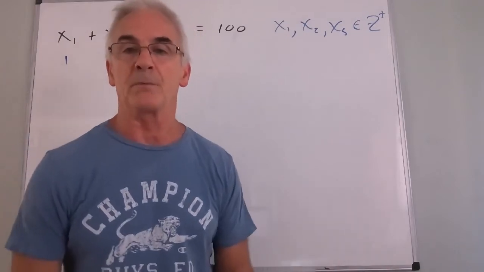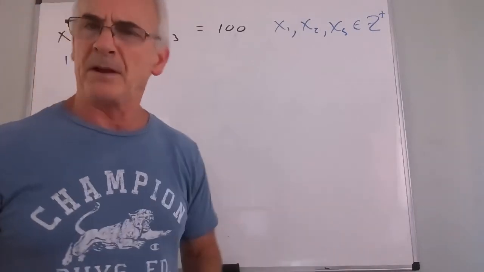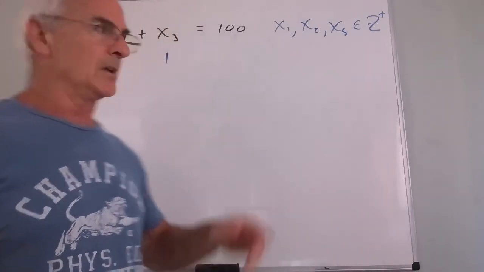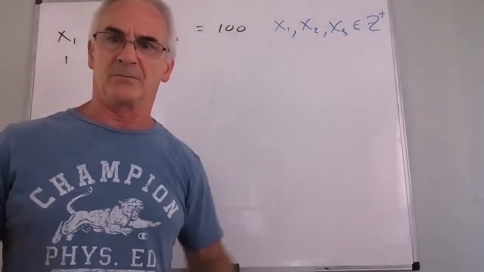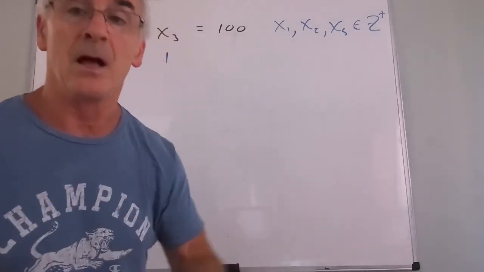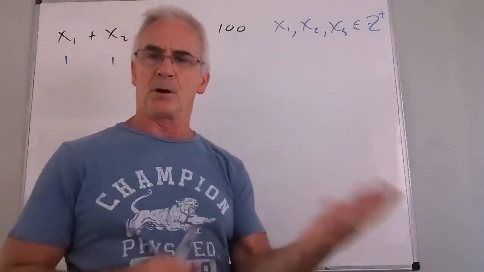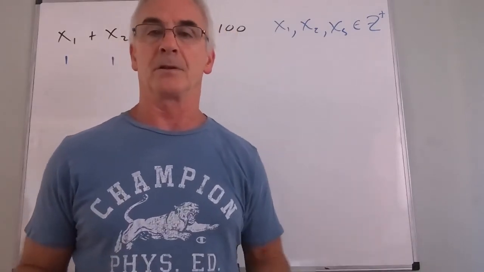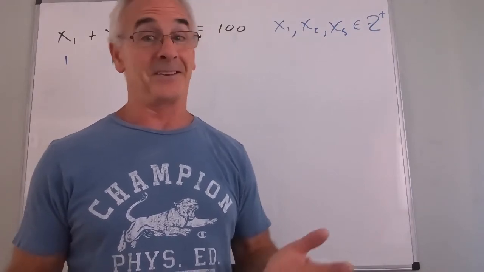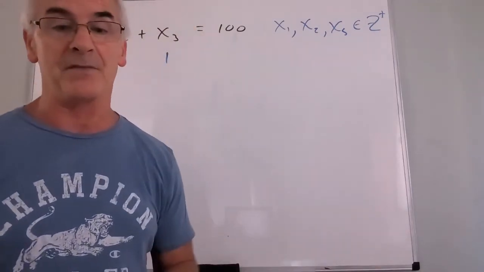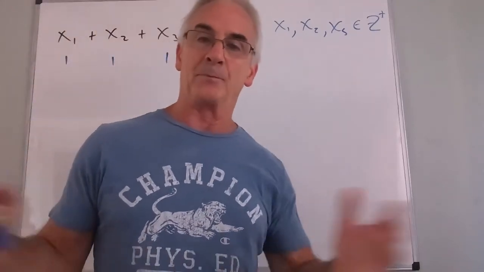So of my 100 ping pong balls, after I put one in each... Why am I using indistinguishable ping pong balls? Because if I put the number 30 here and I put the number 30 here, it's the same number. I'm counting them. So if I put one ping pong ball in each of these categories, how many ping pong balls do I truly have left to distribute? 97. I'm not doing 100. I'm doing 97 ping pong balls.